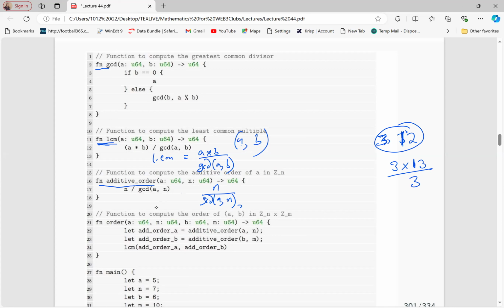Which element was I talking about? It was 12 or 13. So what is the LCM? The LCM is this, which is 12. So the product of the two elements over the GCD of the two elements. Their product is 36 and their GCD is 3.